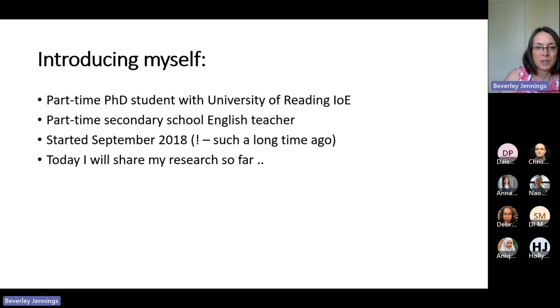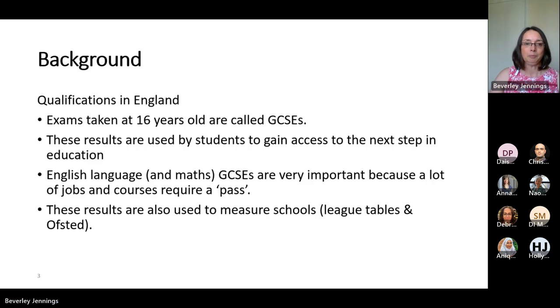I started in September 2018, which seems such a long time ago now. If you're part-time, and I had a suspension for a little while, it's really difficult to work out what year you're in, but I think I'm at the beginning of the fifth year, so approaching the end. So I've got quite a lot of research to share, but I'm not finished yet. So some of it's still initial findings.